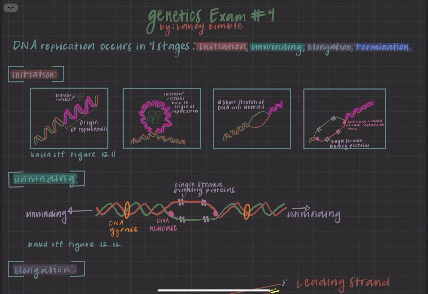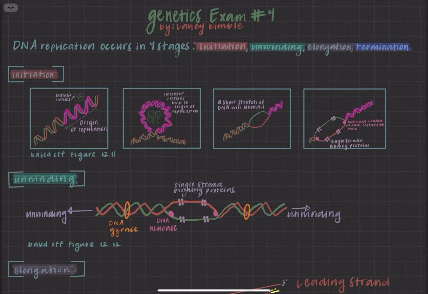Binding of these proteins will cause a short segment of DNA to unwind, allowing helicase and single-strand binding proteins to attach to the strand. In order for synthesis of new DNA to occur, we need only a single strand, which brings us to the second stage of replication, unwinding.